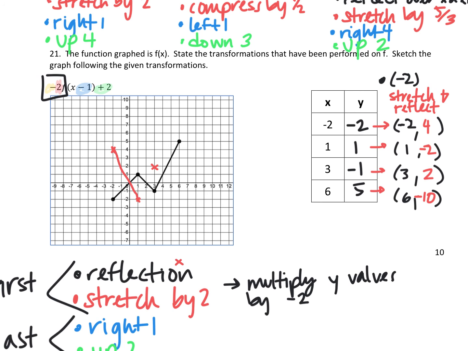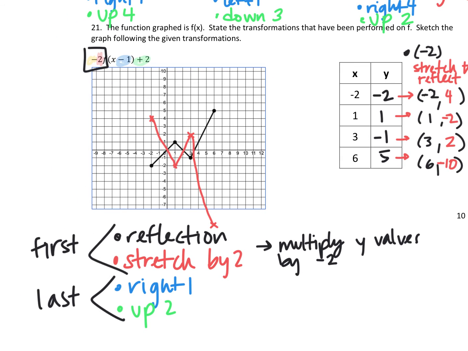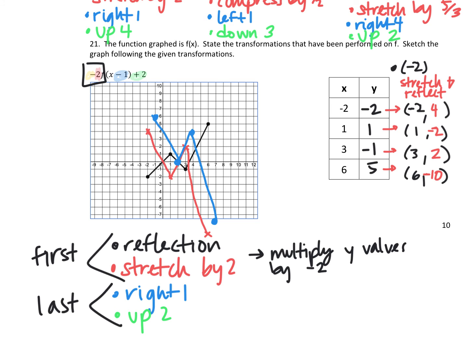So if I connect these, then this graph has now been reflected and stretched, so it's a little bit taller now and narrower. But we're not done, because now we need to do right 1 up 2. So we take each point and move it right 1 up 2, and that's my final graph. I'm just shifting each point right 1 up 2 and connect it. The one you see in blue with the actual points is my final graph. That one is at -8, so it's just off the grid. Obviously I didn't take these points to graph them, but that's how we get the new ones. The ones in red are the stretches and reflection, and then I moved it right 1 up 2.